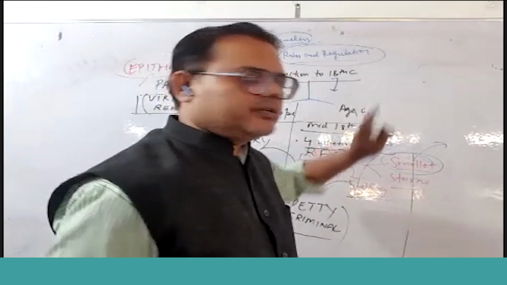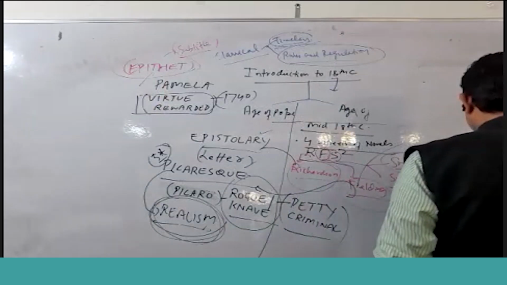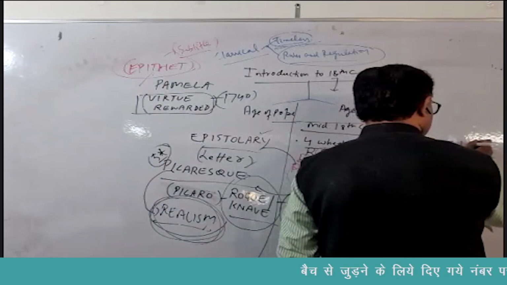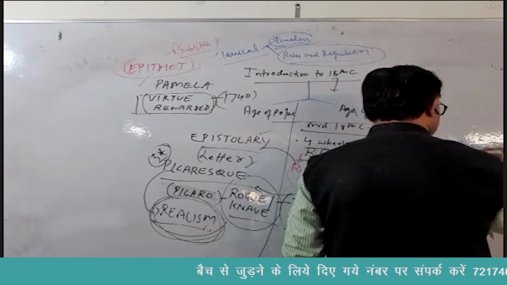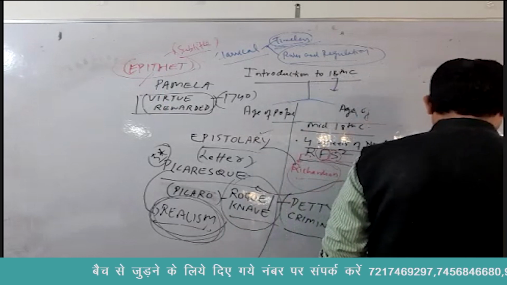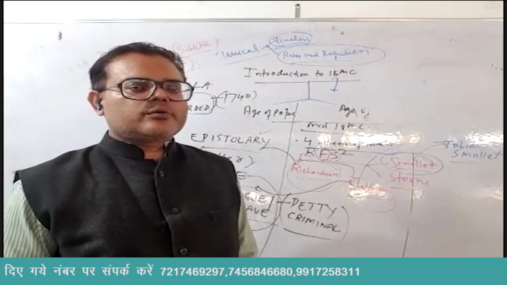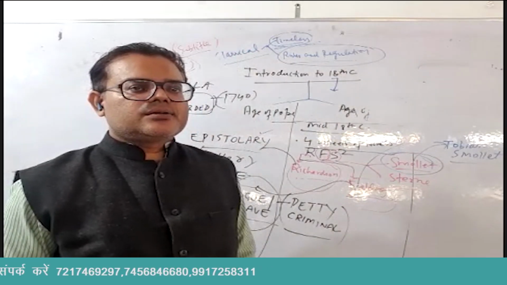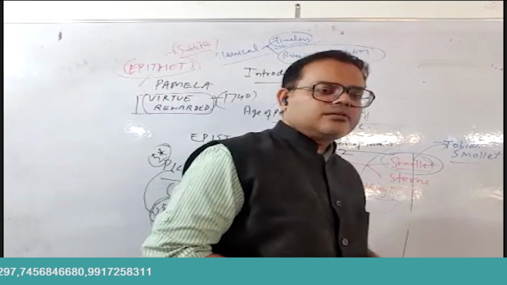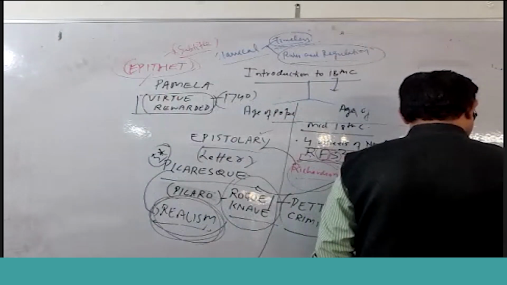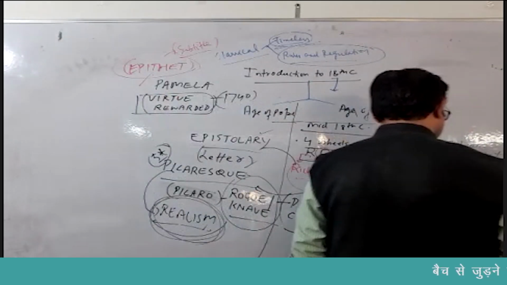So Smollett is a Scottish novelist. His full name was Tobias Smollett. Sometimes they have this fascination with names in the exams. They might ask you the full name of the novelist: Tobias Smollett. The spelling is Tobias Smollett, and he is a Scottish writer, a Scottish novelist.